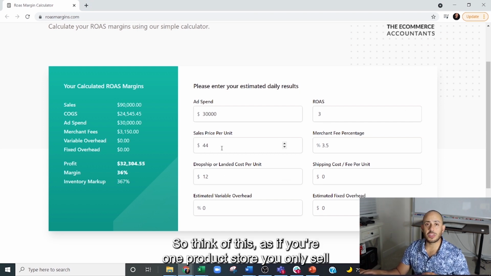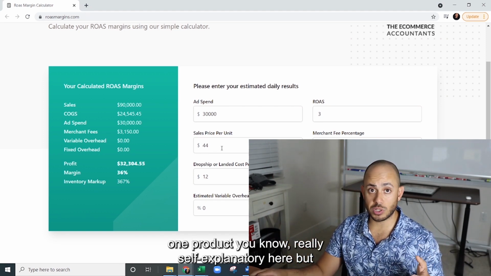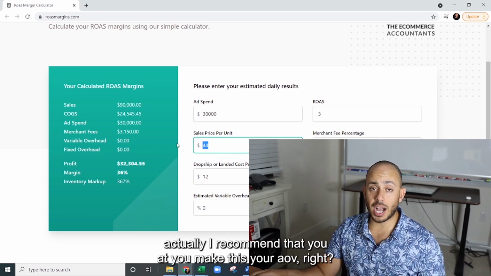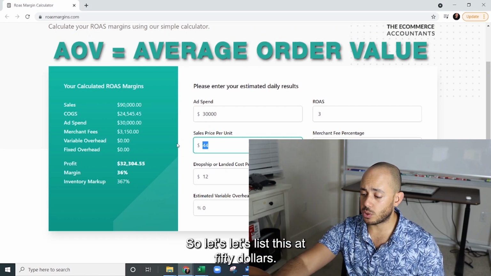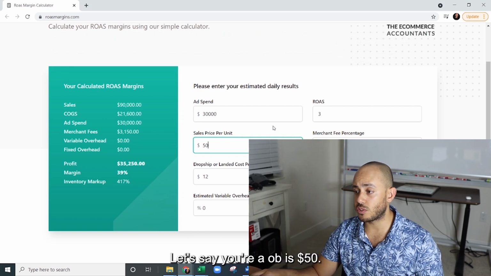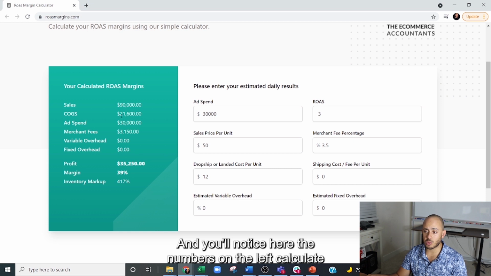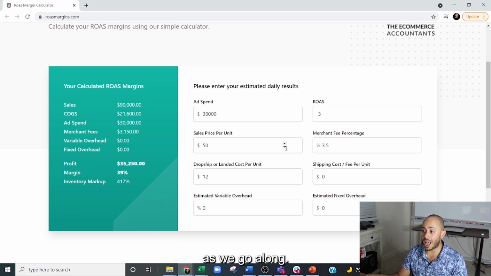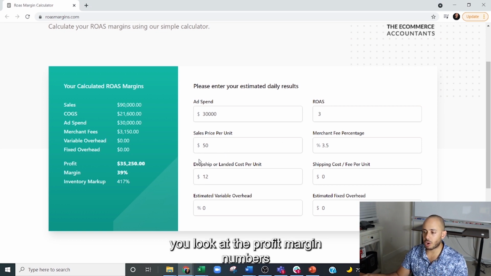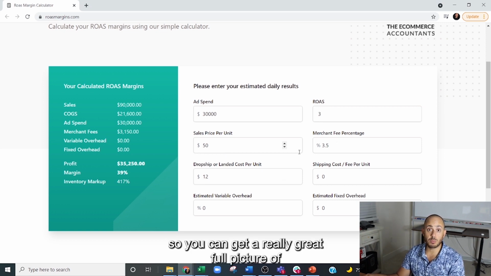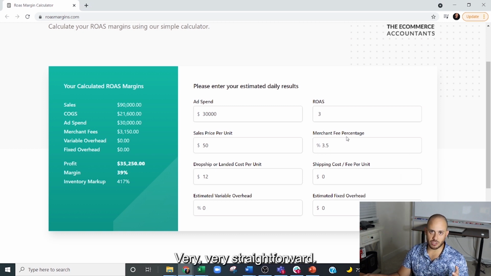Sales price per unit. So think of this as if you're a one product store, you only sell one product, really self-explanatory here. But actually, I recommend that you make this your AOV, right? So let's list this at $50. Let's say your AOV is $50. And you'll notice here the numbers on the left calculate as we go along, but I recommend going through the whole thing before you look at the profit and margin numbers, so you can get a really great full picture of where you stand. Merchant fee percentage, very straightforward.